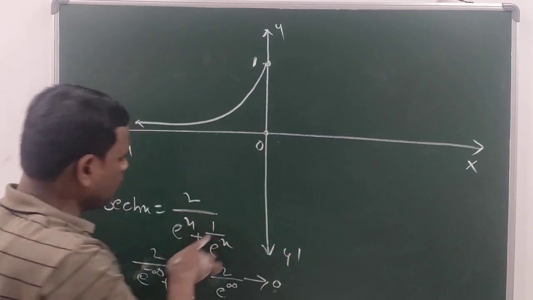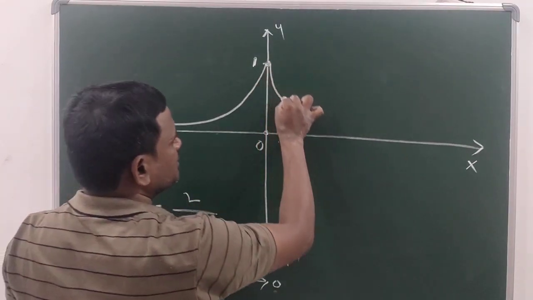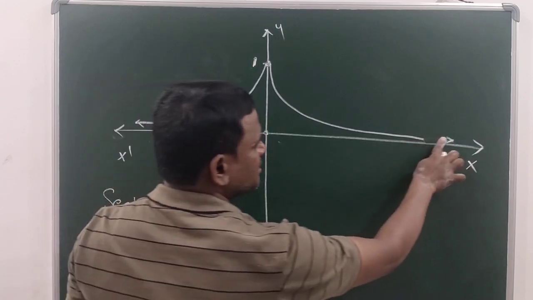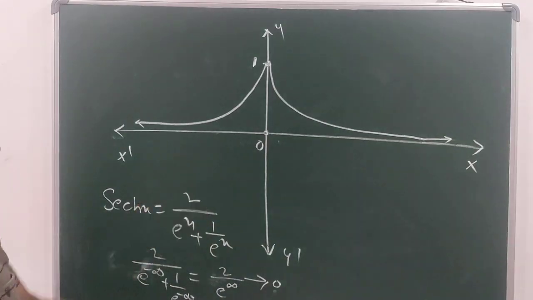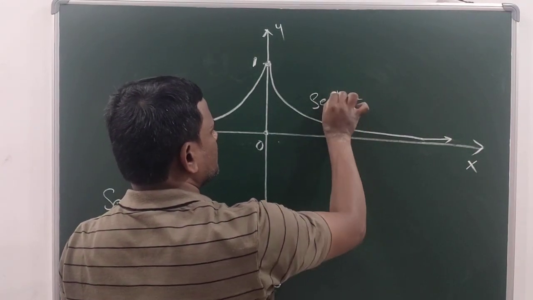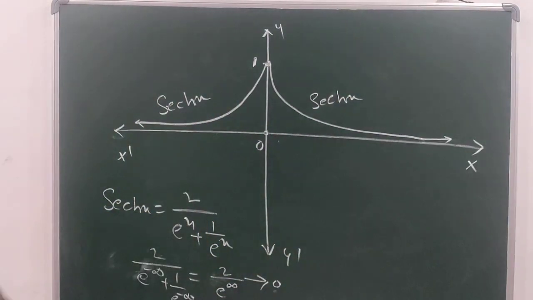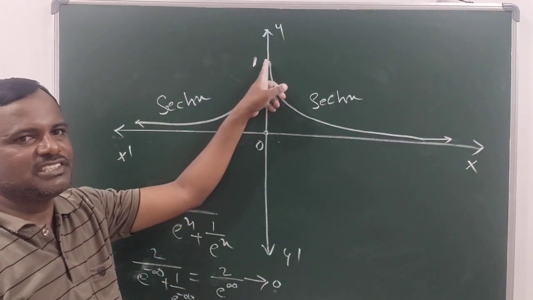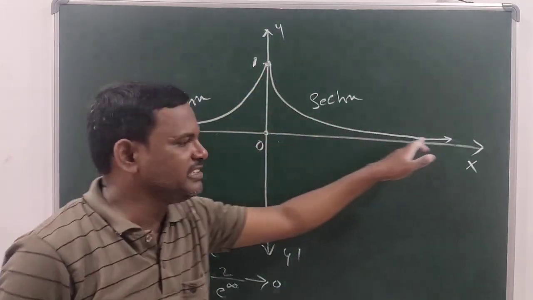Similarly, when you assign x equal to positive infinity, your graph will go like this, but never touches the x-axis. Observe that point. This is the graph of secant hx. So from negative infinity to 0 it strictly increases, and from 0 to infinity, it is a decreasing function.